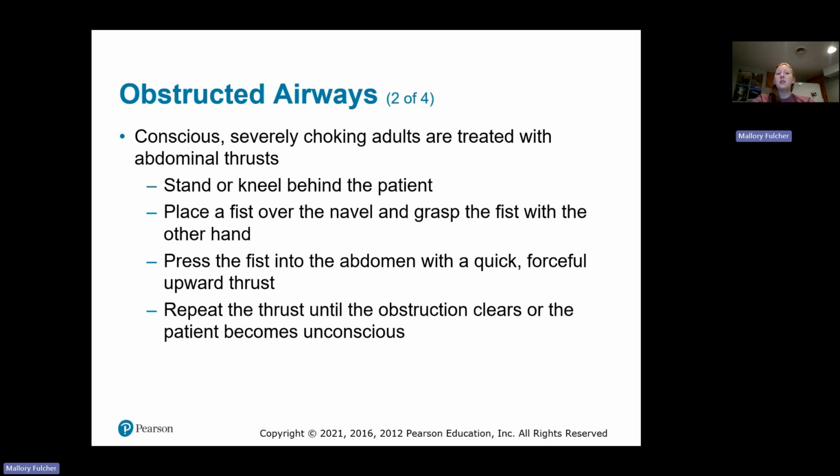But that's what we're going to do for patients that are conscious. If they're conscious, they don't have any airway movement, they've got that severe choking that's happening, we're going to stand or kneel behind the patient, place a fist over the navel, grasp it with the other fist, and then move up and in with quick, forceful thrusts, and repeat until the obstruction clears or the patient goes unconscious.